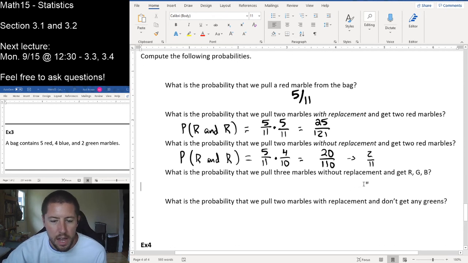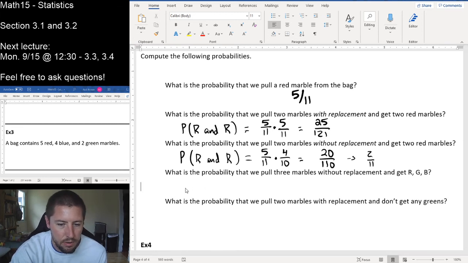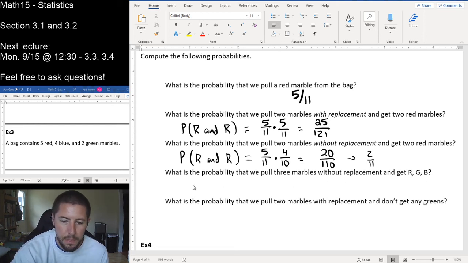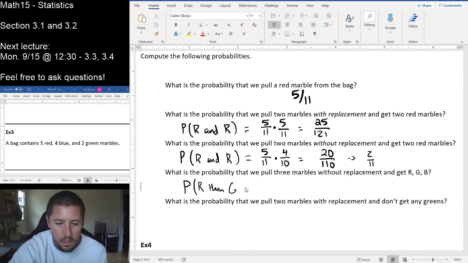So let's go ahead and calculate just a couple other quick ones right here, and we'll call it a day for today and do the rest of these tomorrow. What's the probability that we pull 3 marbles with no replacement and we get a red and then a green and then a blue? So I'm going to do probability red, then green, then blue.